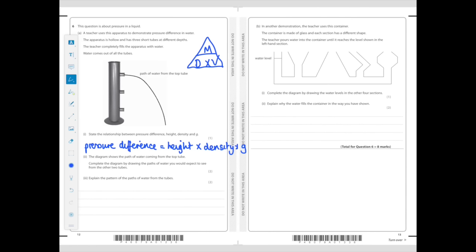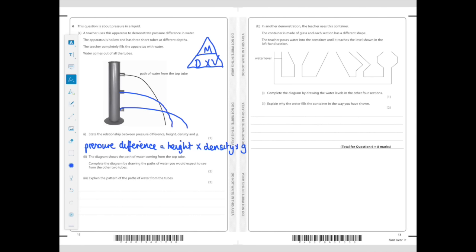Now I already told you that the lower down you go in water, so the further under the ocean, the same is the case here, the greater the pressure that is experienced. That means that the path of water coming out of the lowest pipe will have travelled the furthest due to that increased pressure. So we're looking at something like this. And then for the middle tube, you're looking for an intermediate path. So like that.